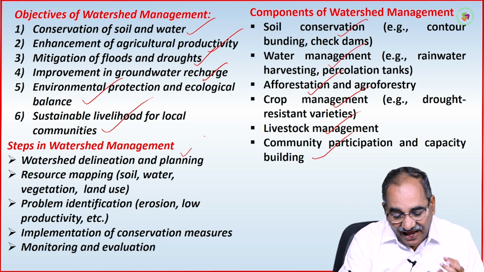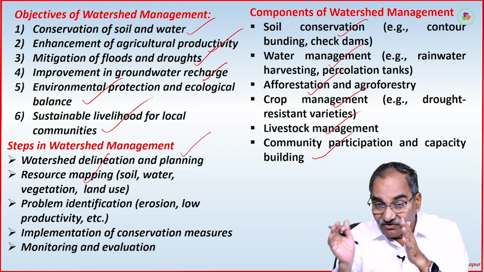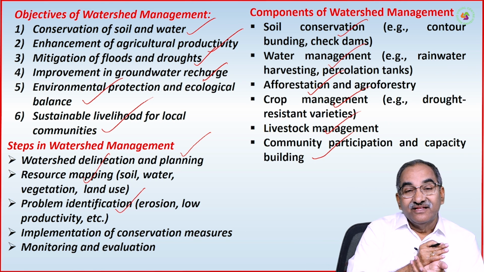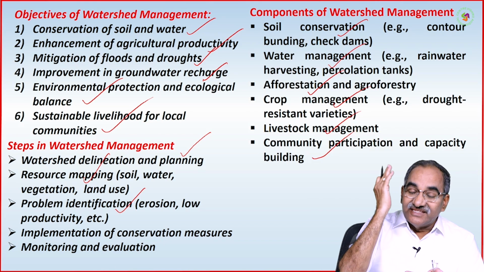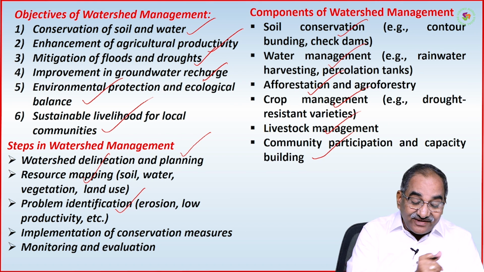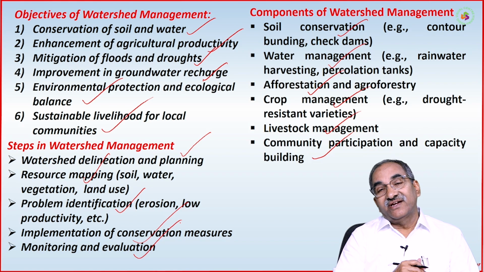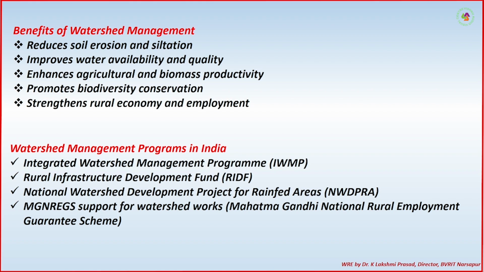The steps are: watershed planning is one, then resource mapping, where we should know what all the resources are. Then problem identification in the watershed: is there any erosion problem, is there any low productivity problem, that you need to identify. Then implementation of the conservation measures, and continuous monitoring and evaluation. What are the benefits? Just now we mentioned soil erosion can be reduced, water quality and availability can be enhanced, agricultural productivity improved, biodiversity conservation promoted, and rural economy and employment strengthened.